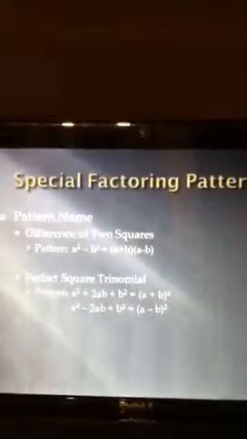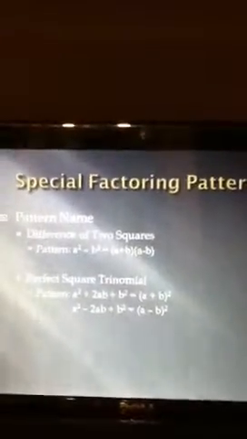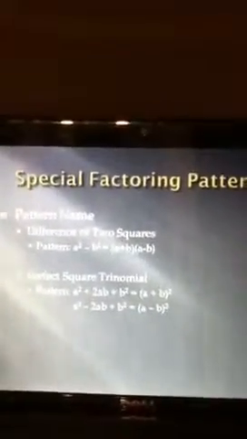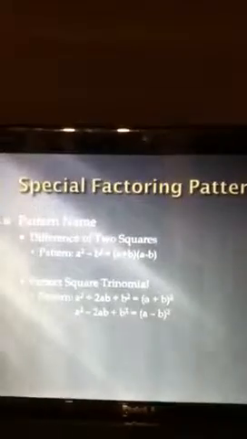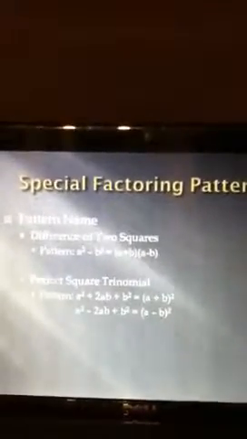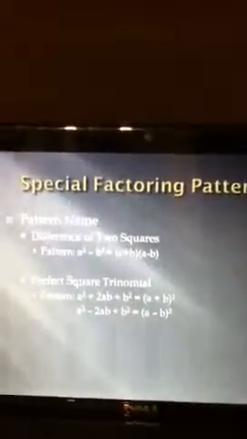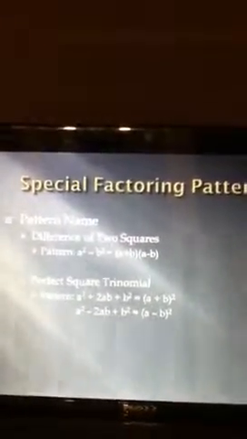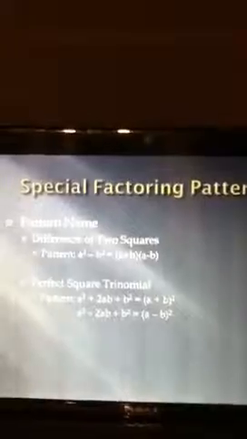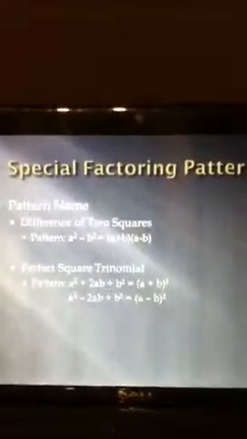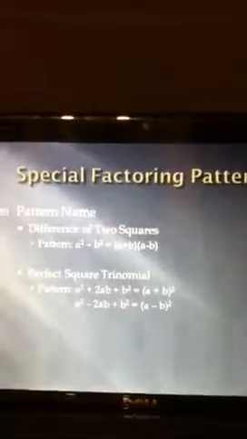The next concept is a little more difficult. It is called the perfect square trinomial. Whenever you see an equation of the form a squared plus 2ab plus b squared, we can immediately factor it into a plus b squared. And when we see an equation in the form a squared minus 2ab plus b squared, we can immediately factor the equation into a minus b squared.